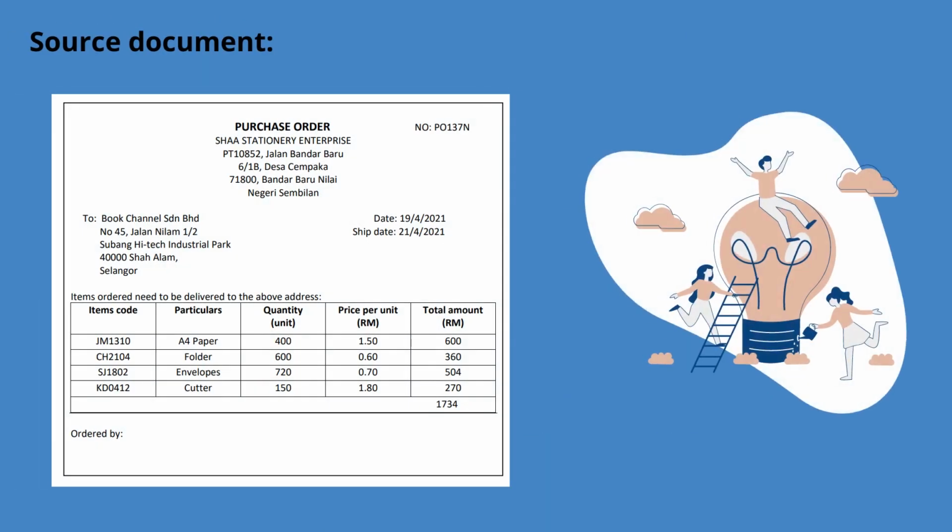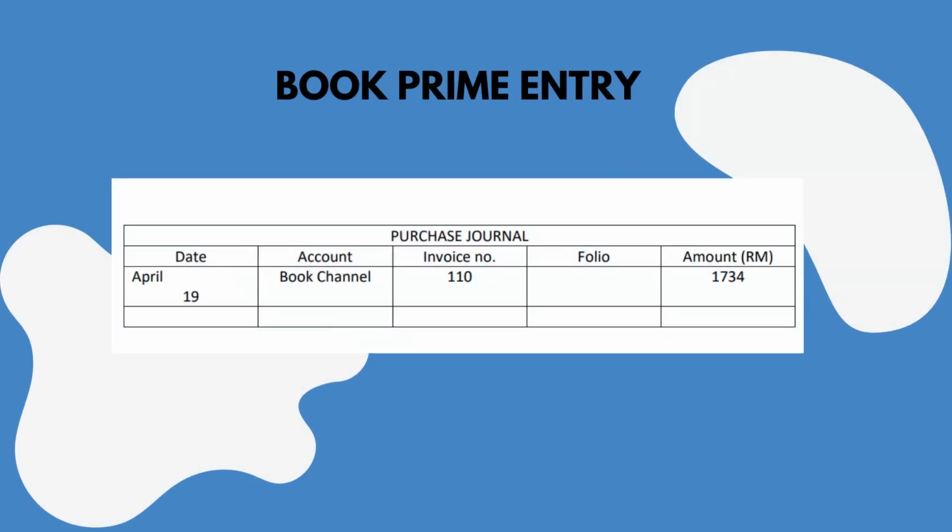Shah Stationery will record every detail of Book Channel's purchase on their source document. A purchase order will contain the date, item description, total value of orders, details of expected delivery, terms of discount, and the name of the person in charge. Book of prime entry. Shah Stationery needs to prepare a purchase journal to record all the credit purchase transactions by the customer.